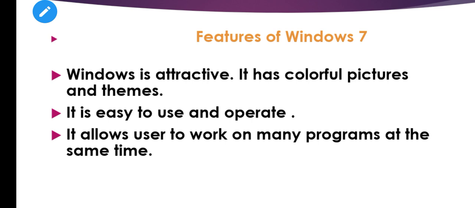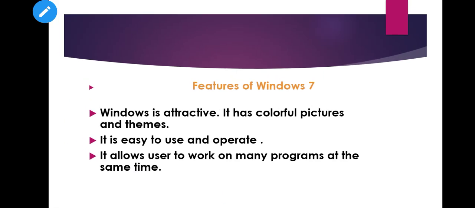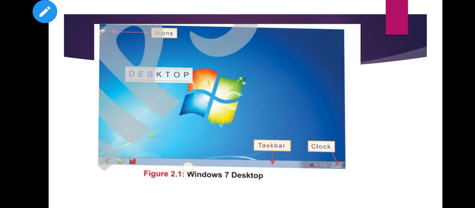Multi means more than one and task means job or work. So, the meaning of multitasking is users can do more than one work together. So, Windows 7 is a very important operating system for the users, and multitasking is an important feature of Windows 7.